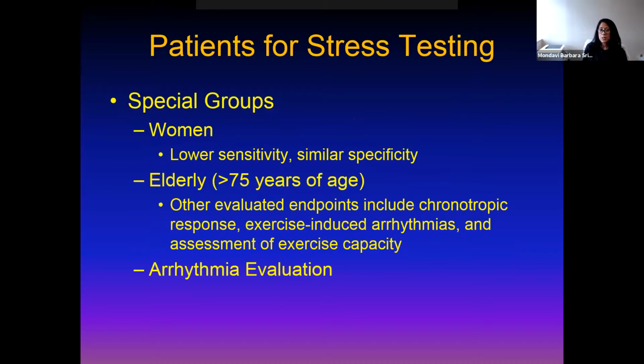Other aspects to understand with stress testing: women in general are thought to have a lower sensitivity, although similar specificity as men in regards to results from stress testing. And then elderly patients and arrhythmia evaluations are also considerations. Again, it depends upon why you're getting the test. Is it for diagnosis? Is it for prognosis? Or is it for evaluation of arrhythmias?